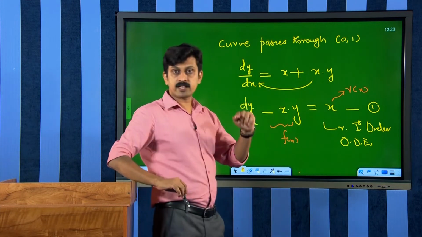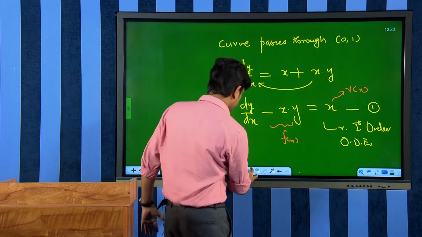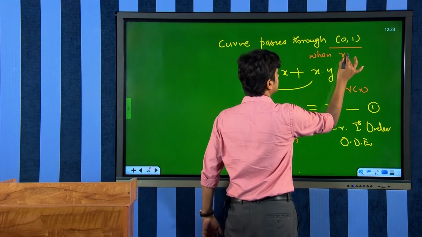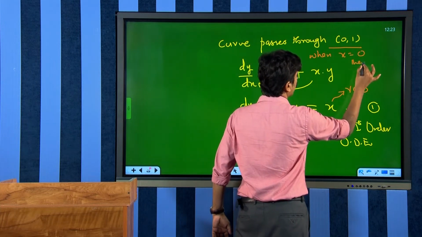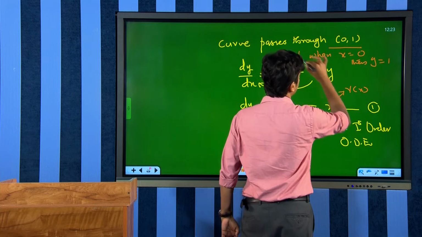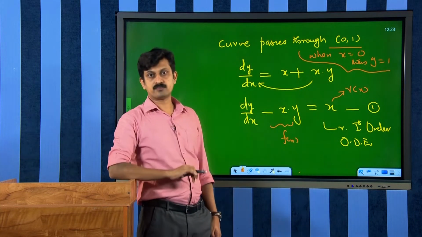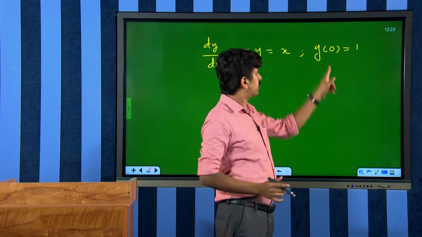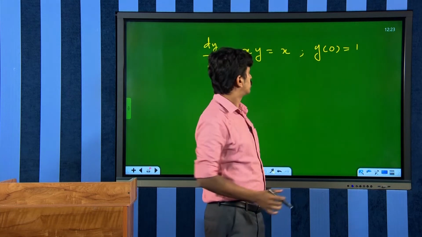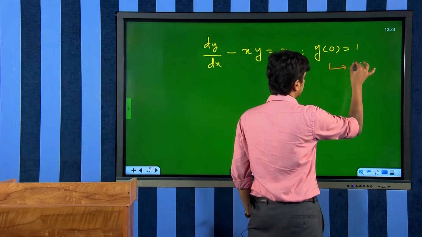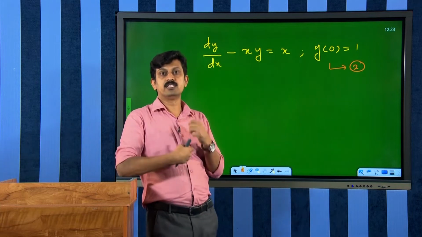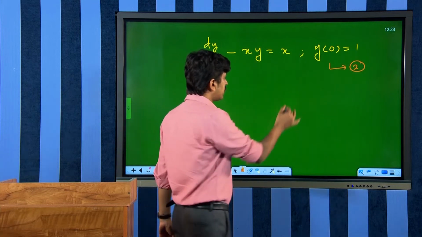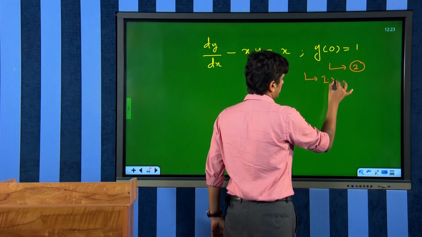That means whenever x is equal to 0, y is equal to 1. So this is equation 2. The given differential equation is an initial value problem.